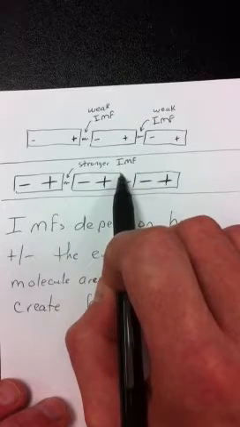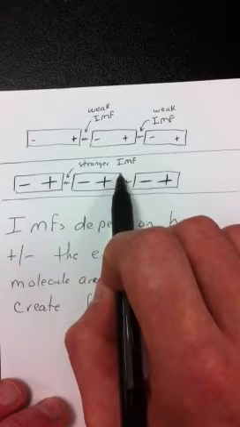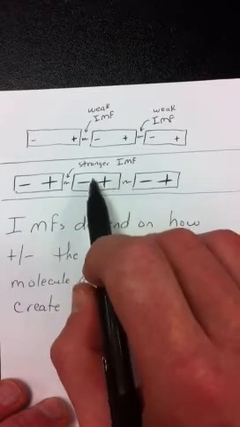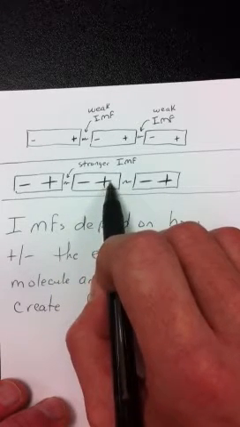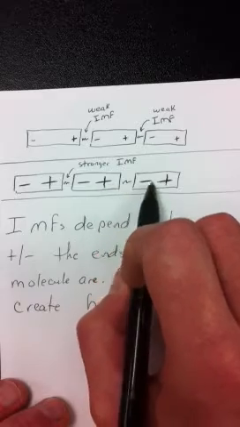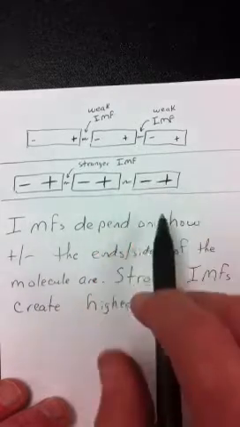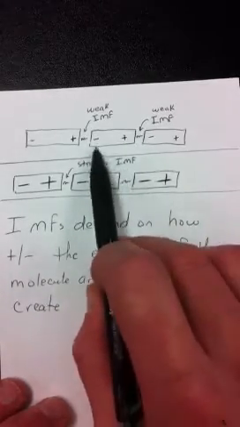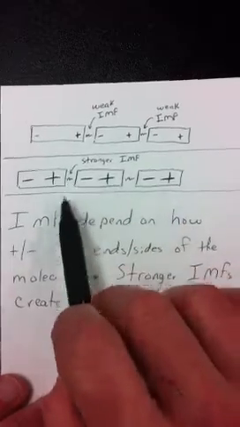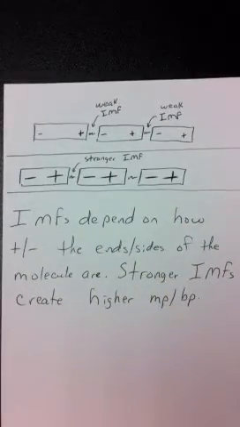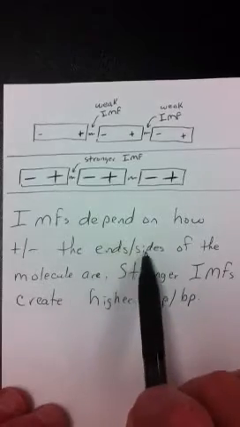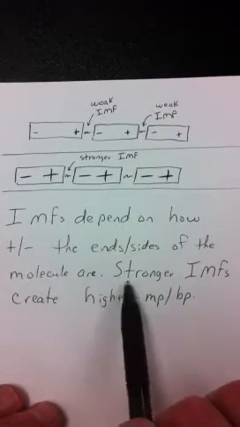So if you think back to the magnet, if you have a magnet that is extremely positive and negative, it will be very strongly attracted to the opposite end of another magnet. So these IMFs, they can be very weak or they can be pretty strong. IMFs depend on how positive or negative the ends or sides of the molecules are.